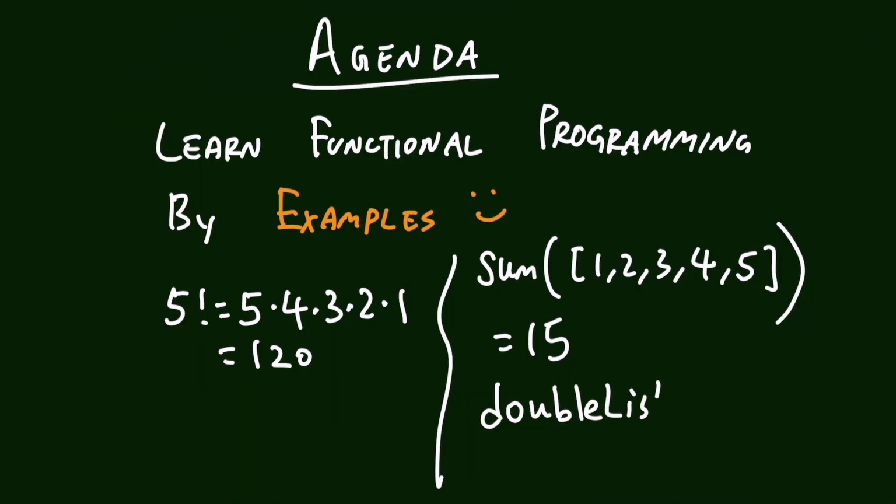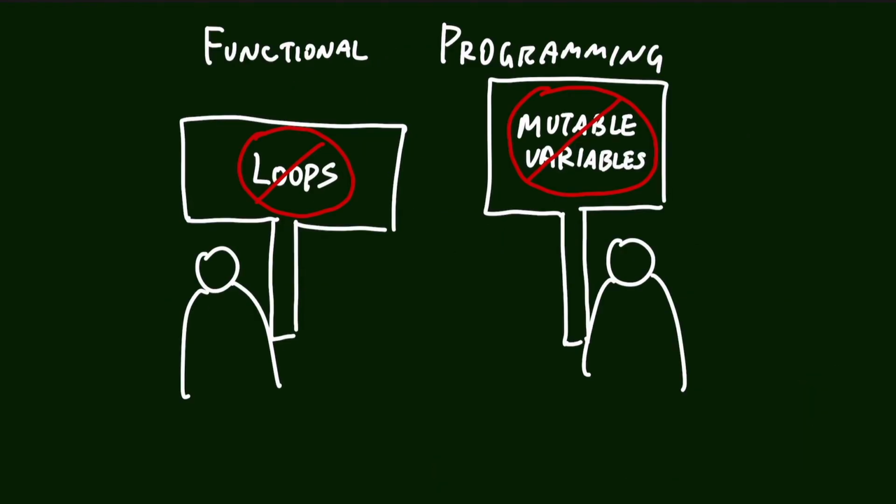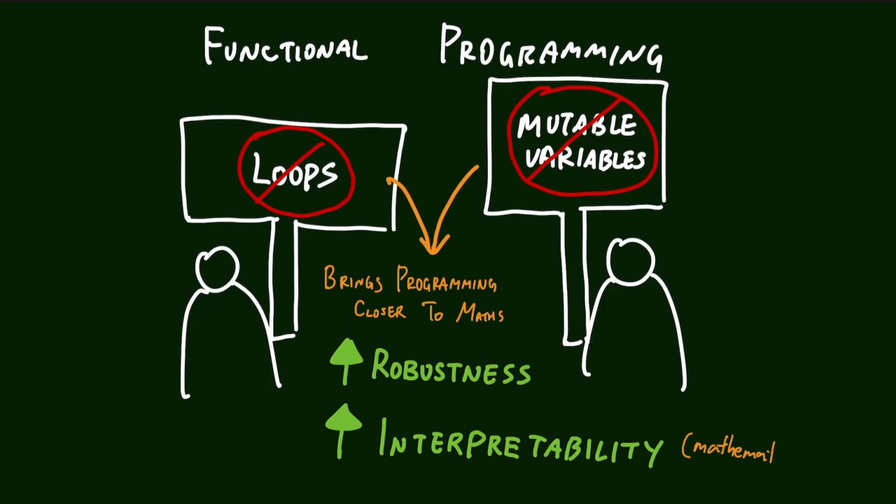We have done a lot, so let's do a little consolidation. We established that functional programming involves two basic principles: that we do not allow loops and we do not allow mutable variables. And we motivated some reasons behind these two seemingly bizarre rules. That is to bring programming much more closer to mathematics, and as a result, gives much more robust code which are less prone to errors and more interpretable, at least by mathematicians.